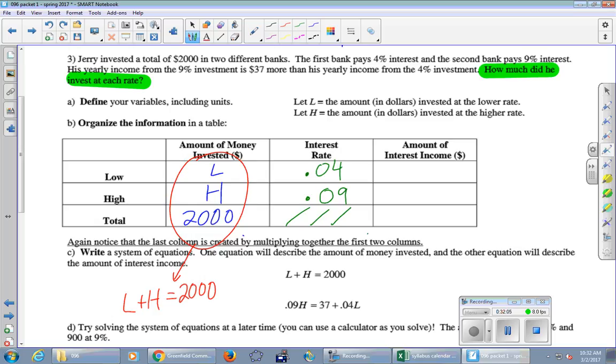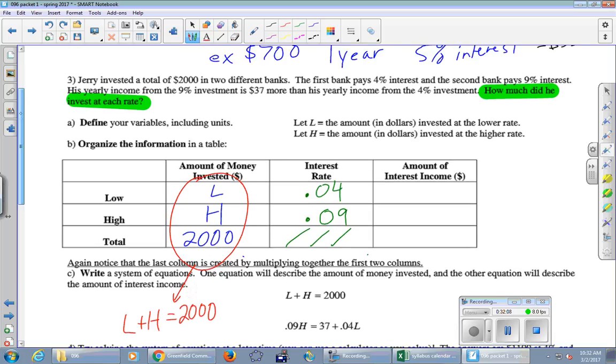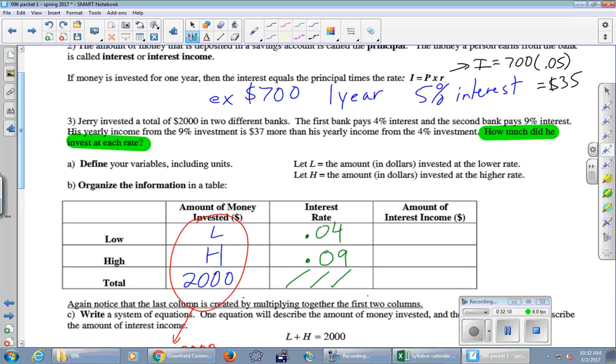Okay, let's think about the amount of interest income. Remember, in order to calculate the interest, we took the principal, the amount of money, and we multiplied it by the rate. The principal, the amount of money, is L for this first row. L dollars invested in that low interest rate. And the interest rate in this first row is 4%. What do we do with these two things to calculate the actual interest? We multiply them. It's the amount of money times the interest rate. And so right over here in this last column, we're going to put 0.04 times L. That's the principal times the interest. I've written it in reverse order, but that's okay.